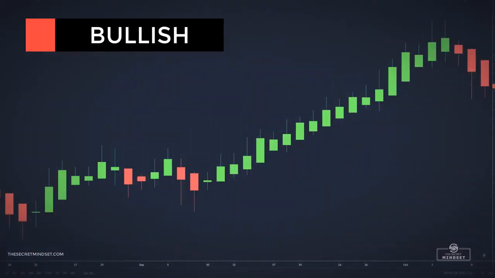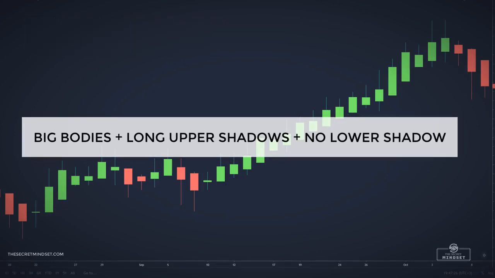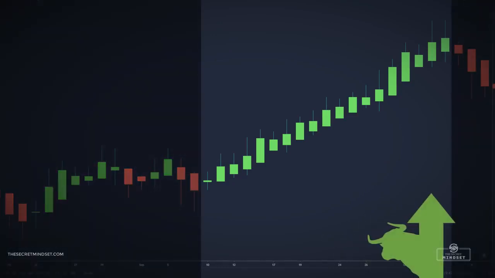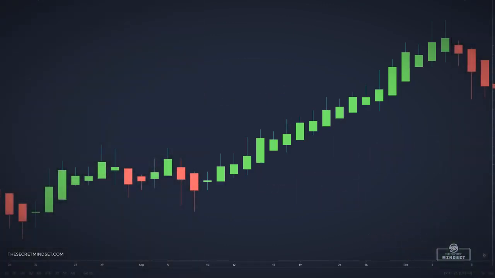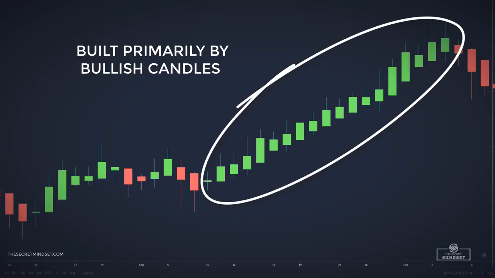When the market is bullish, Heikin Ashi candlesticks have big bodies and long upper shadows, but no lower shadow. Pay attention at the big trend in this chart. As you can see, almost all of the candlesticks have big bodies, long upper shadows, and no lower shadow. At first glance, the bullish Heikin Ashi trend looks like a normal Japanese candlestick trend. However, you will notice that the Heikin Ashi trend is built primarily by bullish candles and is absent of lower candle wicks. When the price is shooting up, the price action creates very little to no lower shadows.